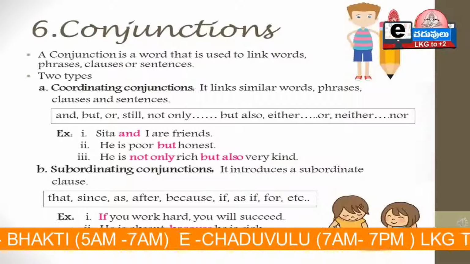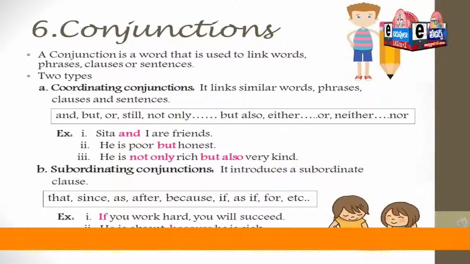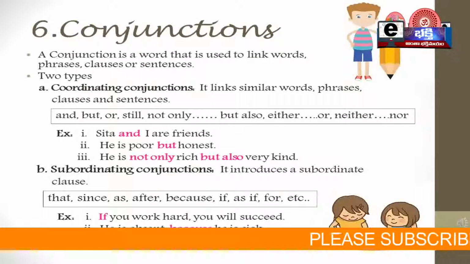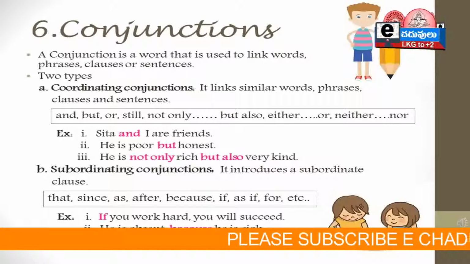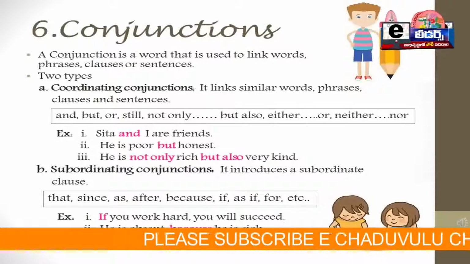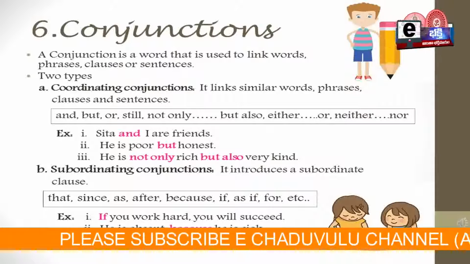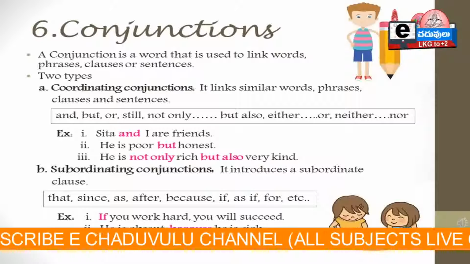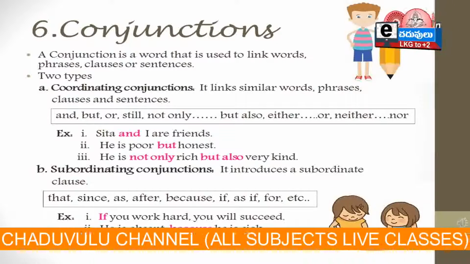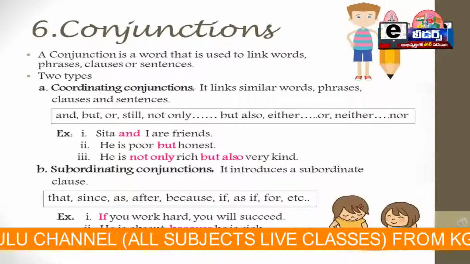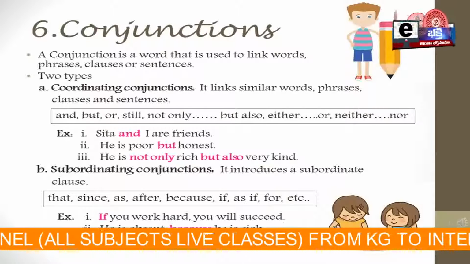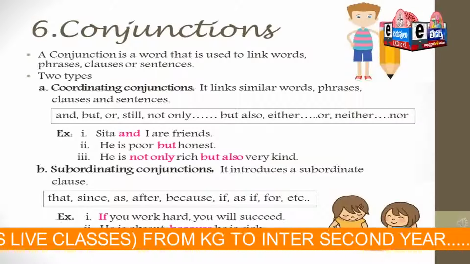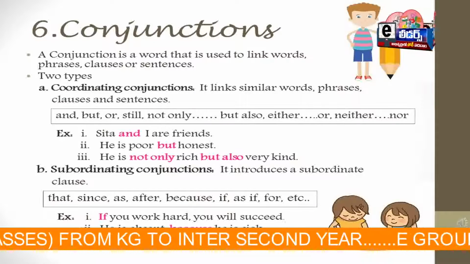Subordinating conjunctions. Now we know there are two types of clauses. So these subordinating conjunctions add clauses and are used with subordinate clauses. If you work hard, you will succeed. Now in this sentence there are two clauses. If you work hard is a subordinate clause. You will succeed is a main clause. And the word if is a subordinating conjunction which is linking the two clauses.